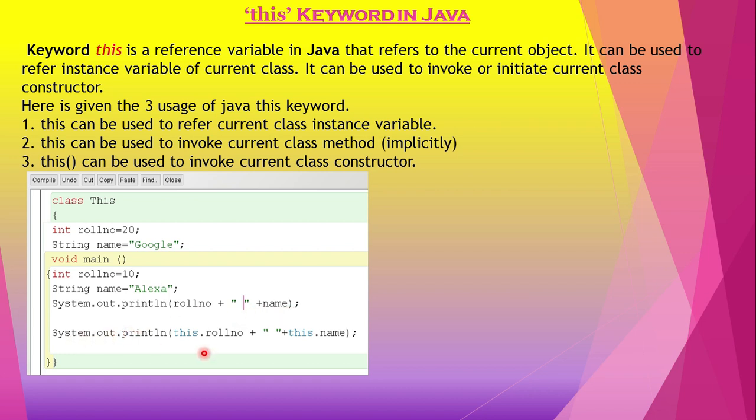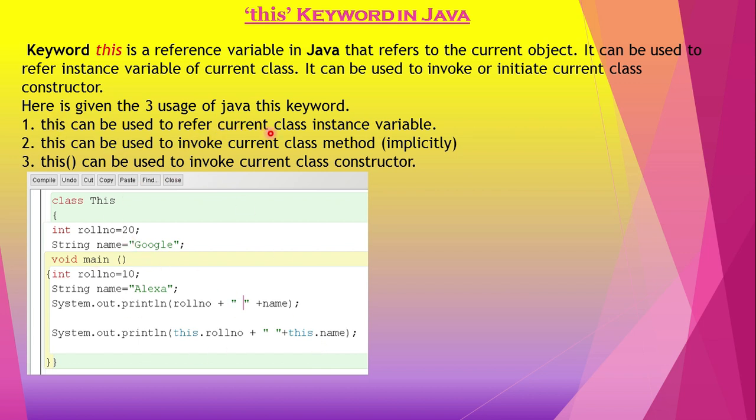Now look at the next one. System.out.println. I wanted to print this one. Then instead of an object, I can use the this keyword. Which keyword? Reference variable. This can be used. this.rollNumber means this one. this.name means this one. So what will be the answer now? You can say this.rollNumber means 20. Then name means Google. So that's the difference. Very easy. So the first one is clear.